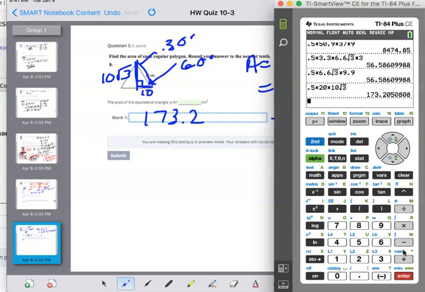All right, so I'm hoping this stuff is making sense. Again, I'm using stuff that we used before. The 30, 60, 90 rules were very helpful.